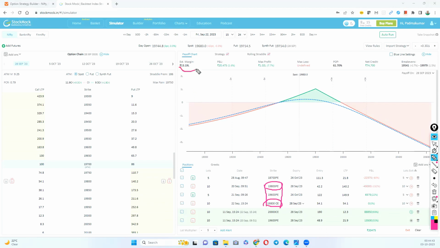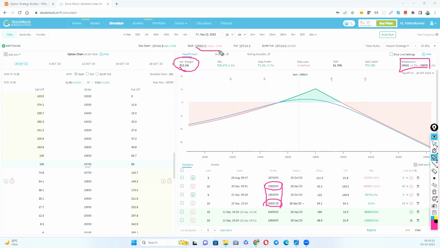But you see, the estimated margin is showing around 13 lakh, which is okay. This is the margin it takes because we removed the upper hedges, and we have only downside hedges. We have two downside hedges. Upside we do not have any more hedges. That's okay. Now let's check the break even. Break even is 19,500 to 20,000, around 20,000. We have a very good break even on the upside, and downside also we have a good break even.